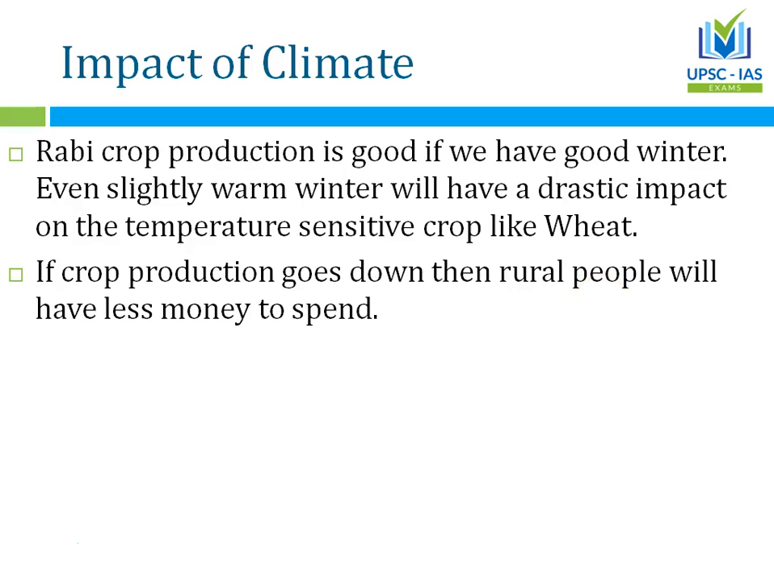Moving on, if wheat production is not so good, or if in general Rabi crop production goes down, then rural people, the people who are doing farming, naturally won't be able to pay for the loan. They won't have money to spend, isn't it? So naturally they are not going to spend money on unnecessary items.